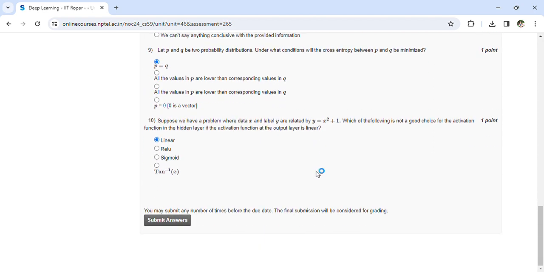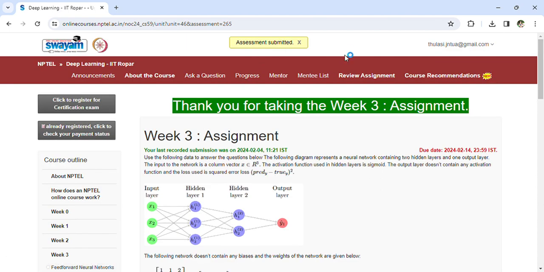Suppose we have a problem where data X and label Y are related by Y equal to X squared plus 1. Which of the following is not a good choice for the activation function in the hidden layer, if the activation function at the output layer is linear? So that is linear. You can submit the answers. Once the answers are submitted, the assessment submitted message can be seen.